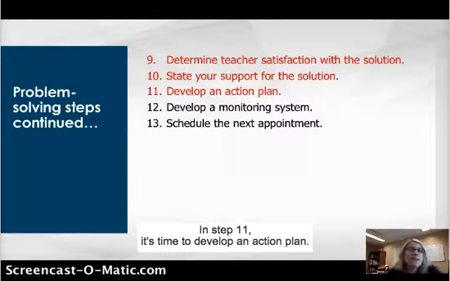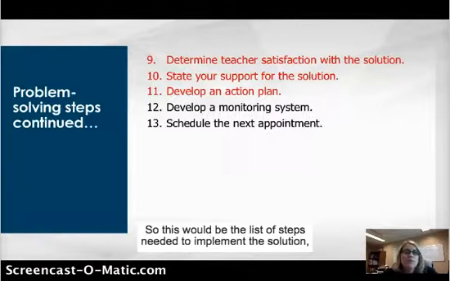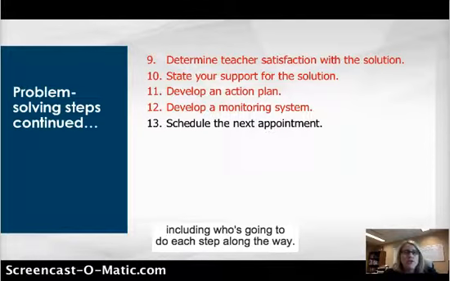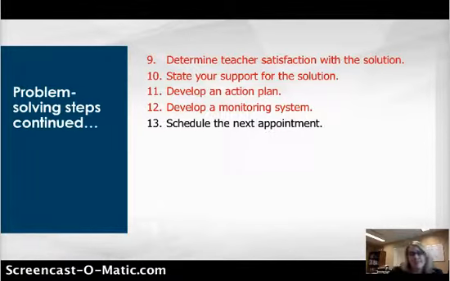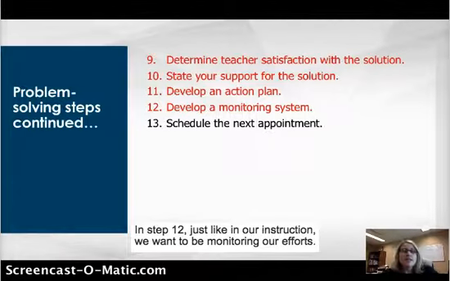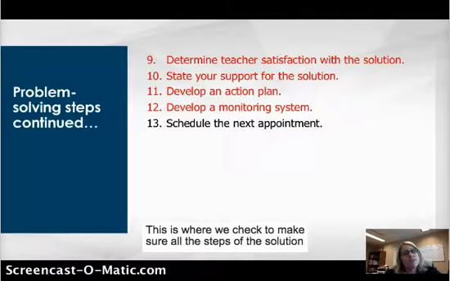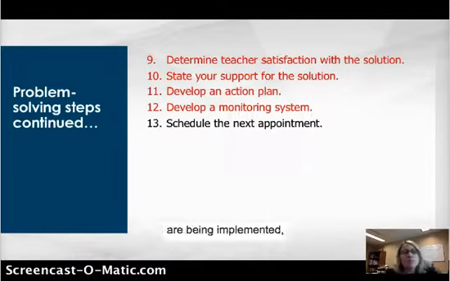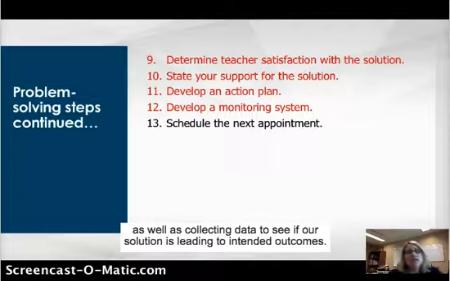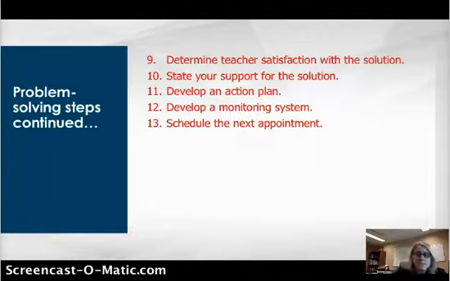In step 11, it's time to develop an action plan. So this would be the list of steps needed to implement the solution, including who's going to do each step along the way. In step 12, just like in our instruction, we want to be monitoring our efforts. So it's time to develop a monitoring system. This is where we check to make sure all the steps of the solution are being implemented, as well as collecting data to see if our solution is leading to intended outcomes.